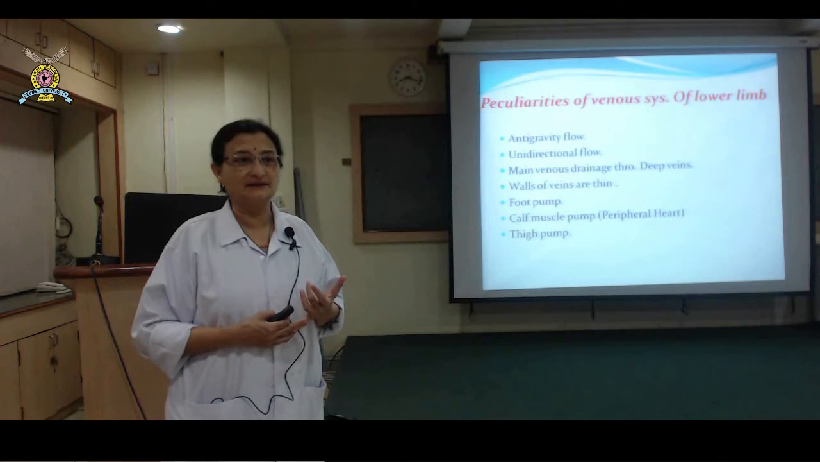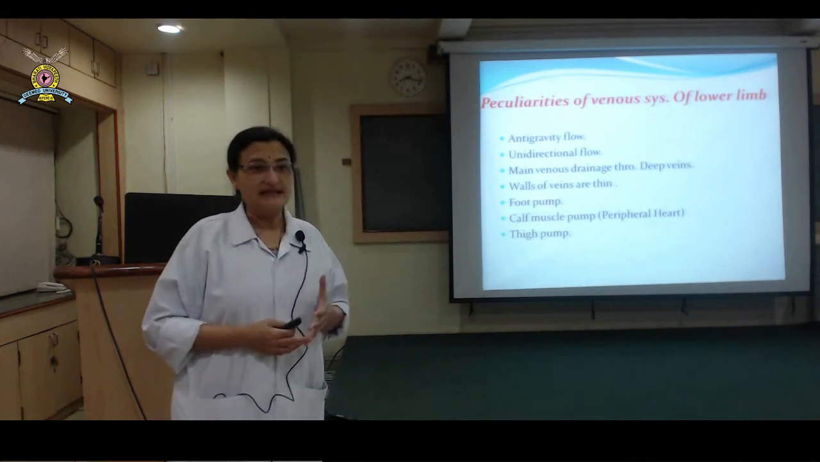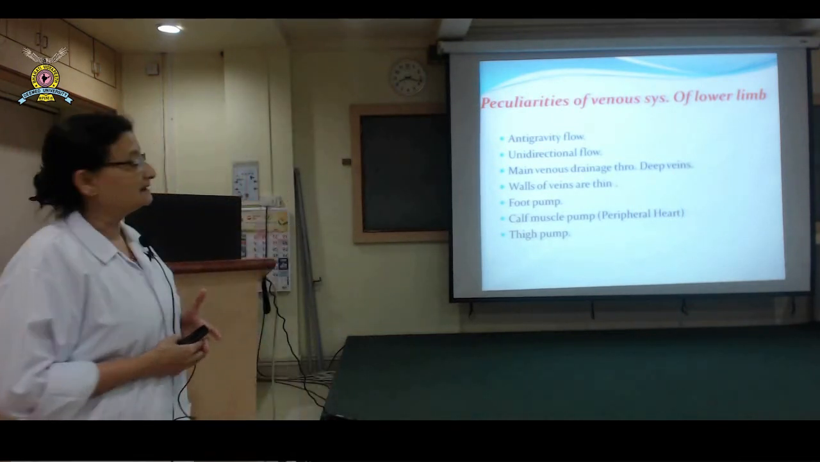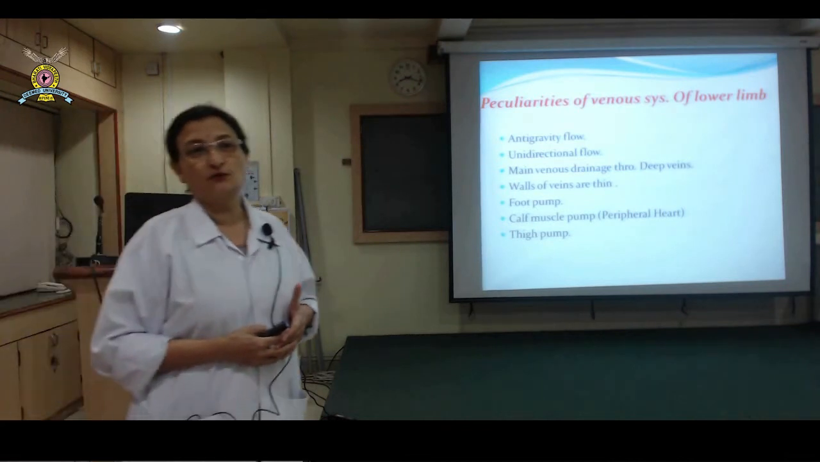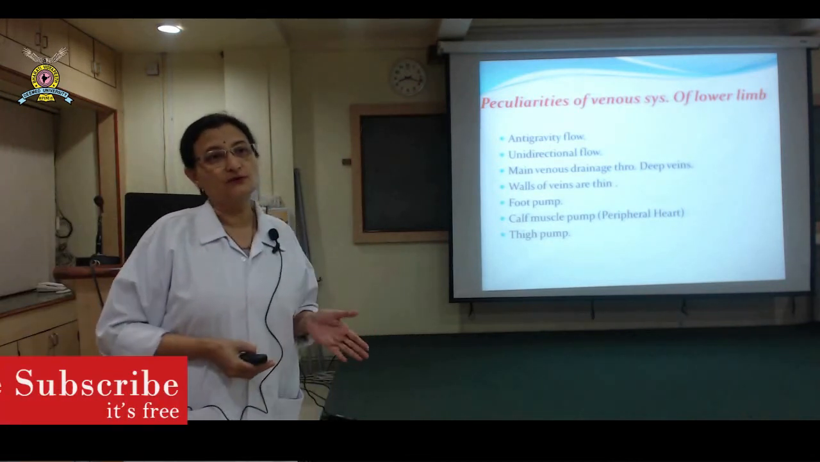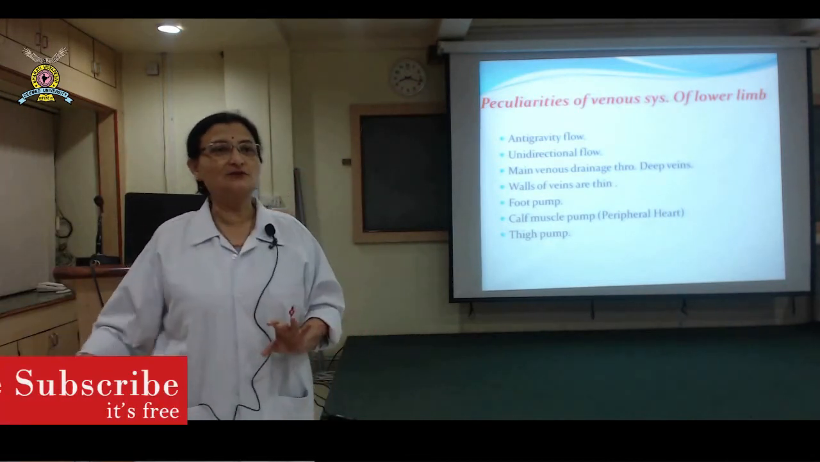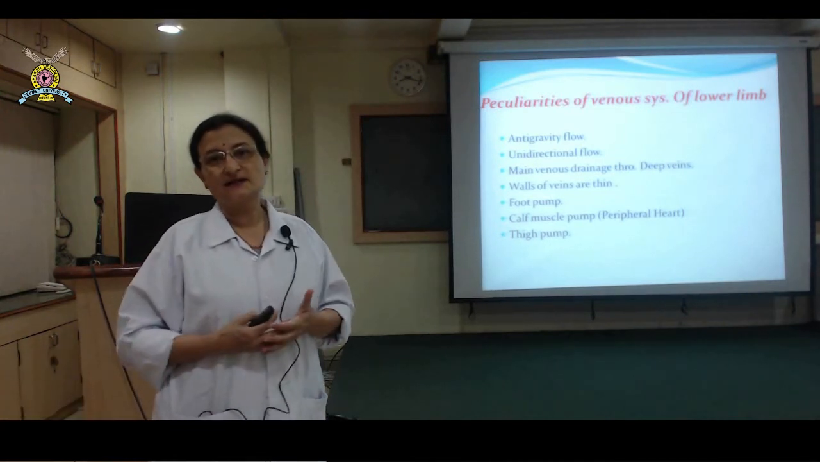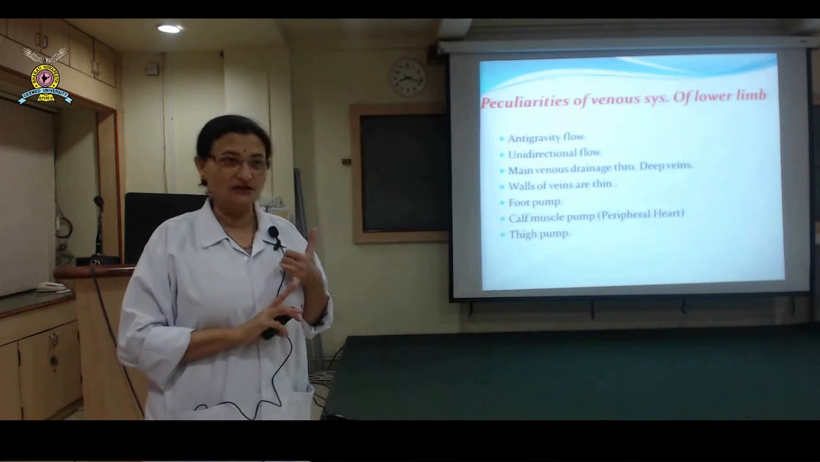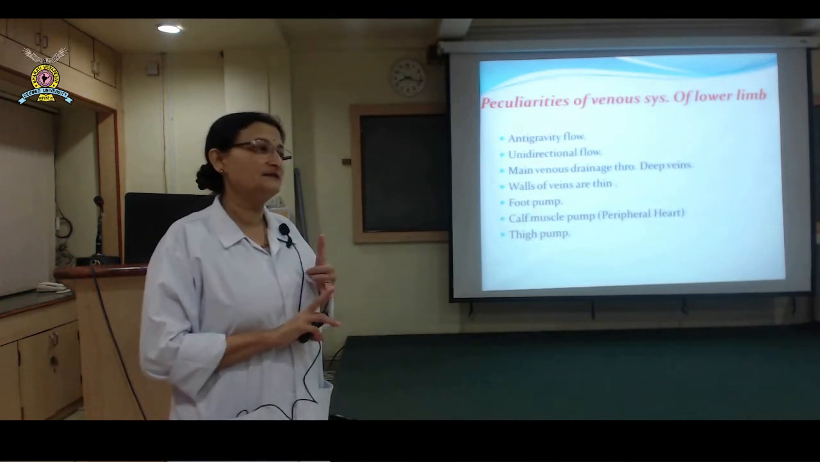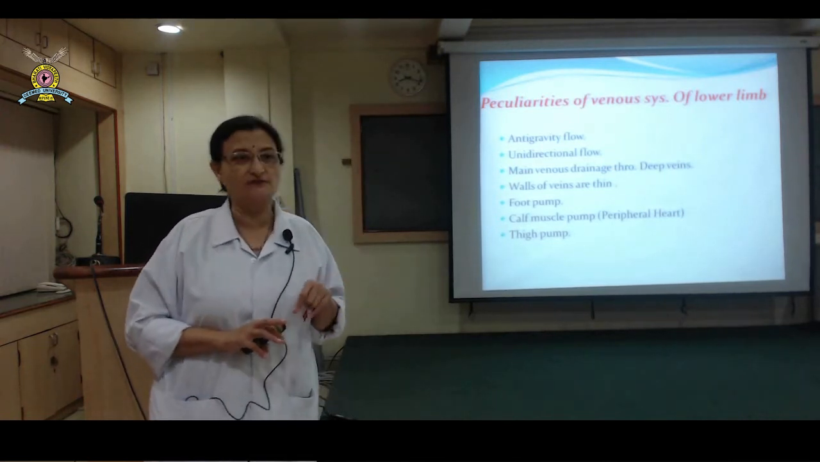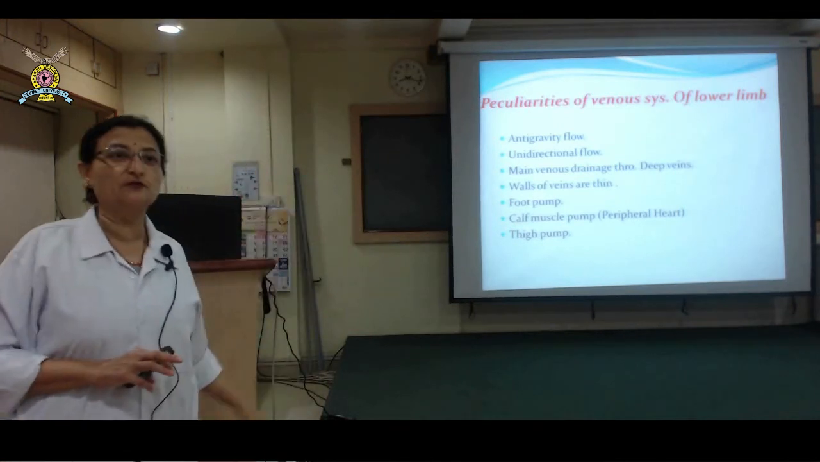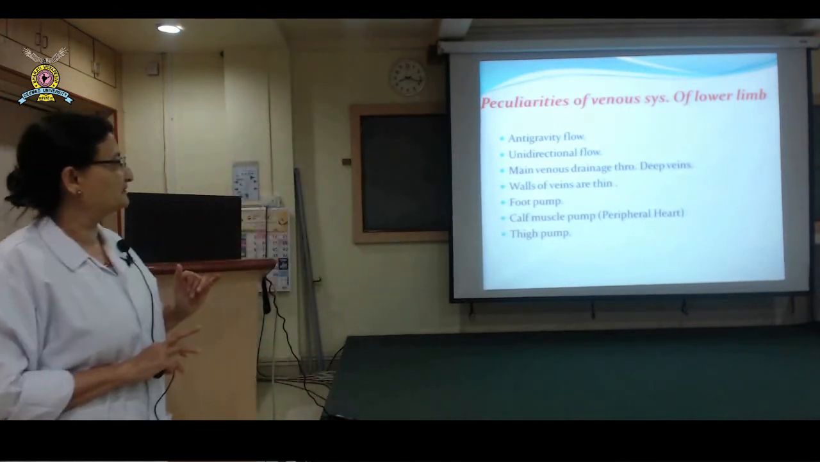So there is an anti-gravity that has to be there. Secondly, there is a unidirectional flow. You cannot have blood which is going up and also coming back. So what the body has done, what God has given us, is one, unidirectional flow. Second, presence of valves which allow this unidirectional flow and prevent the backflow of blood in the veins.